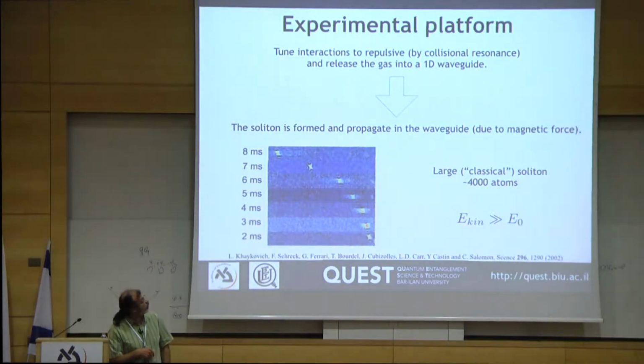This is what you will get at the end of the story. You tune the interaction with some collisional resonance. I'm not going to tell about this. You take the atomic cloud and release it into the one-dimensional waveguide. Once you release it into the waveguide, without nonlinear interactions, you just see it spread in all directions.